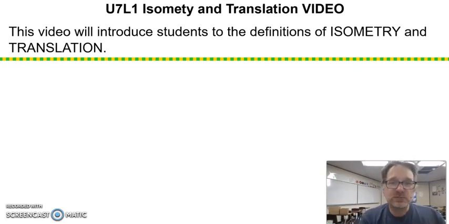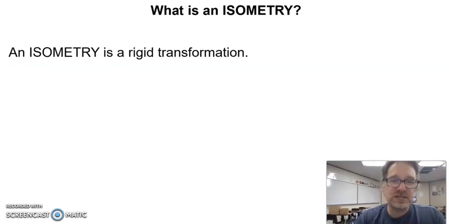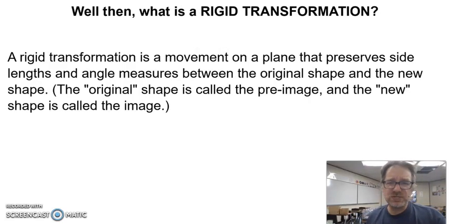So this video is going to introduce you to two new terms: translation, which is a verb, and isometry, which is a noun. And let's talk about those. So what is an isometry? That's what we're going to talk about first. An isometry is what we call a rigid transformation. Now you're thinking to yourself, well, what's a rigid transformation?